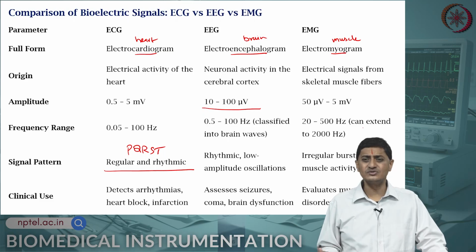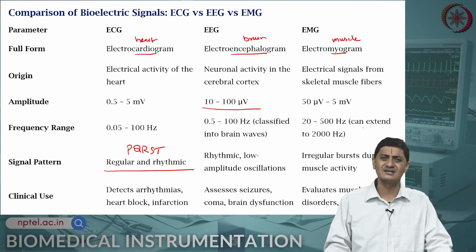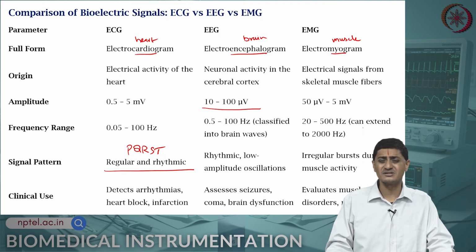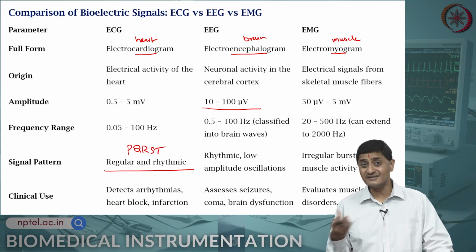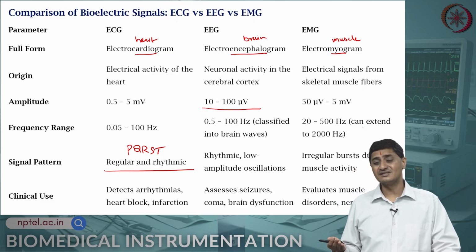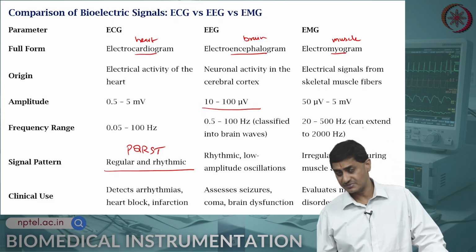Then EMG can be used to study muscle disorders or nerve injuries, or using nerve conduction studies we can study whether the person has a demyelination disorder or some muscle disorder, or it can be used in research to study how muscle activity is related to a particular task that is being performed, or fatigue, for example.